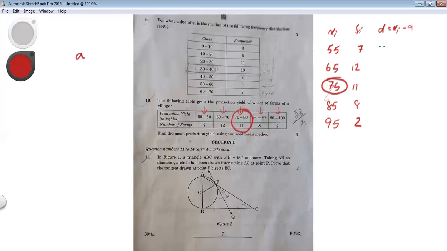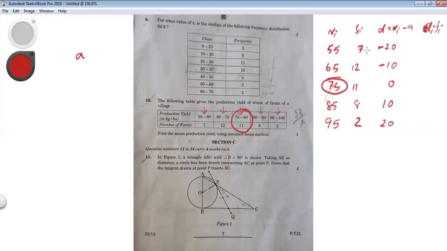So 55 minus 75, if you do, you're going to get a certain value. How much will you get? Minus 20. Here you'll get minus 10. Here you'll get 0. Here you'll get 10. And here you'll get 20. Then you need to write di fi.